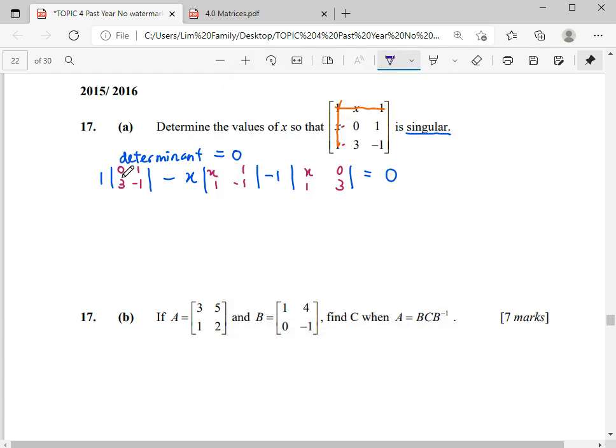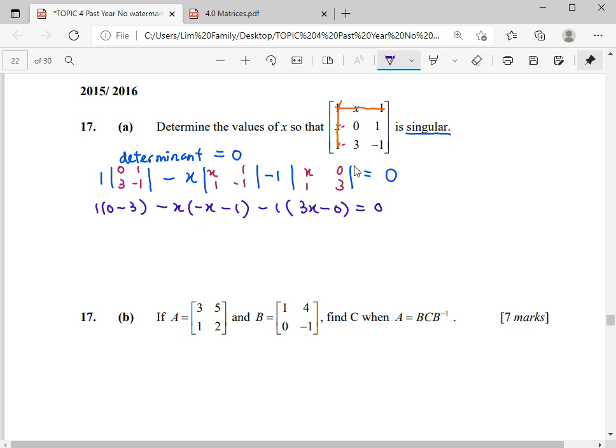minor here. So when I want to do minor, it's AD minus BC. A times D here, minus BC here. So it will become 0 minus 3. So for here, it will be negative x minus 1. So here will be 3x minus 0. So we have to solve it to find out what is our value of x.